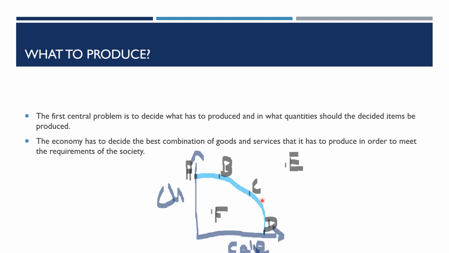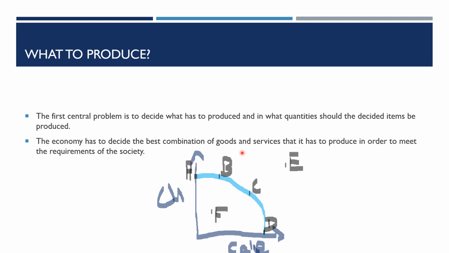Point B and point C are different points on the PPC curve. They represent the combinations in which chocolates and cake can be produced. For example, if we take point B, we are producing more chocolates and less cake. If we take point C, then we are producing more cake and less chocolates.